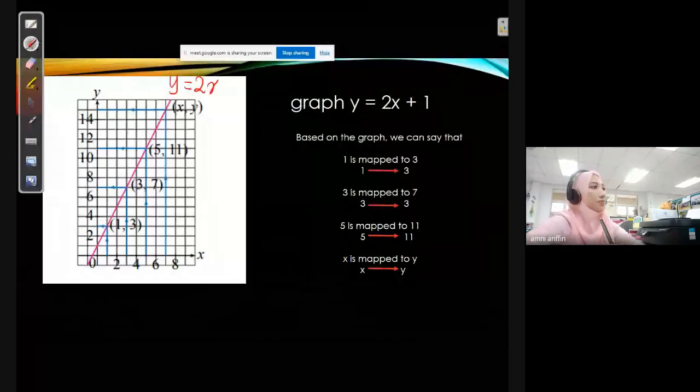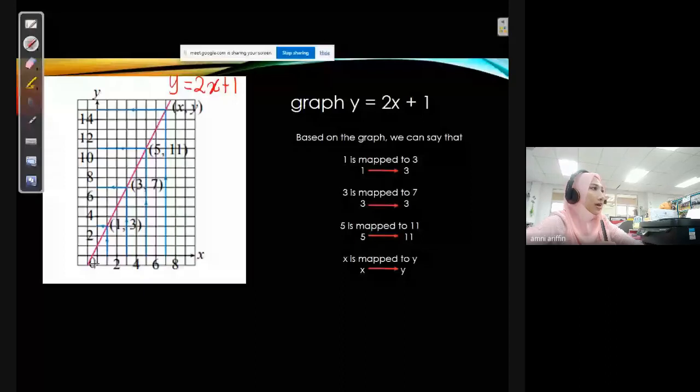Okay. So based on the graph, we can say that 1 is mapped to 3. What is the meaning of that? Maksudnya 1, kalau kamu nampak dekat sini, on the x-axis, atas paksi x ni we have 1, and then is mapped to 3. So the object is 1, and then dia akan produce image 3. And then we also have 3. Okay, 3 is mapped to 7.